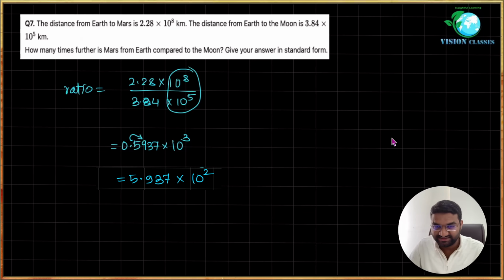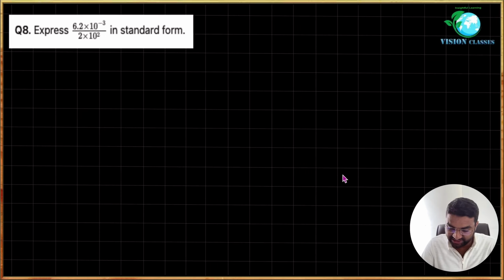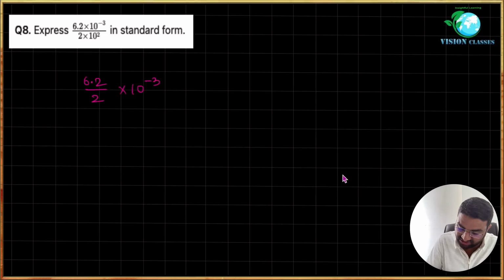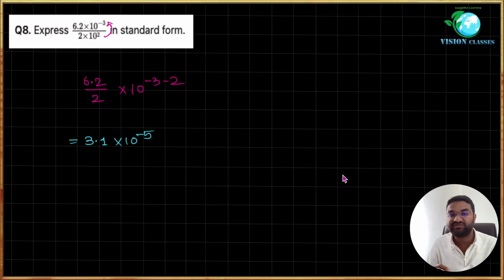Yeah, that's the answer. Then next one, here we have 6.2 times 10 to the power of negative 3 upon 2 times 10 to the power of 10. So we can take the 6.2 upon 2 times 10 to the power of negative 3, and if you take this 2 to the top, it will be negative 2. That's it. Fine. So the answer will be 3.1 times 10 to the power of negative 5 in the standard form.